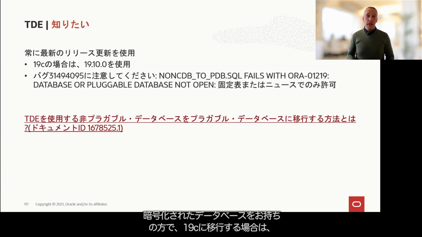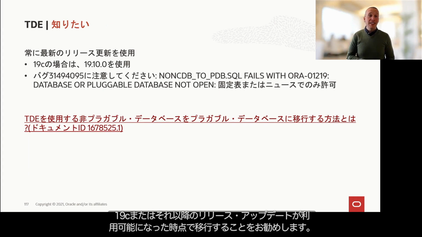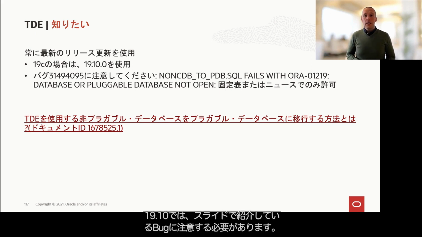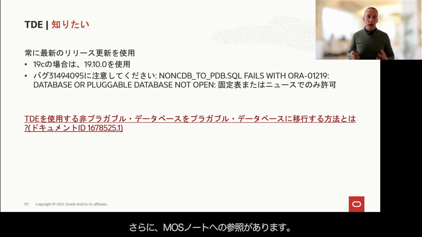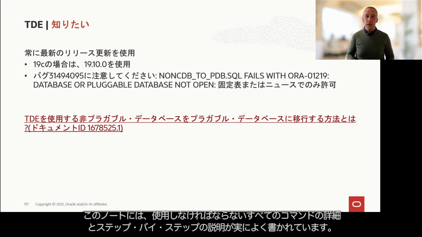If you have encrypted databases and you go to 19c, I would recommend that you go to 19c or any of the later release updates when they become available. On 19.10, you should be aware of this bug that I mentioned in the slides, and I would recommend that you get patches for it before you start to test the migration. In addition, there's a reference to a My Oracle Support note, which has really good details and step-by-step instructions with all the commands that you have to use.